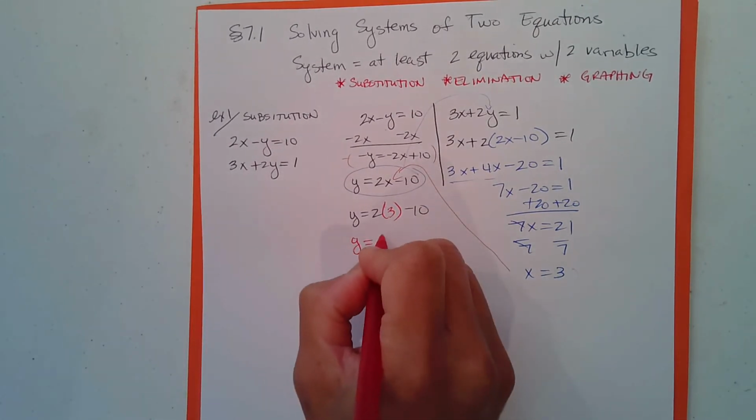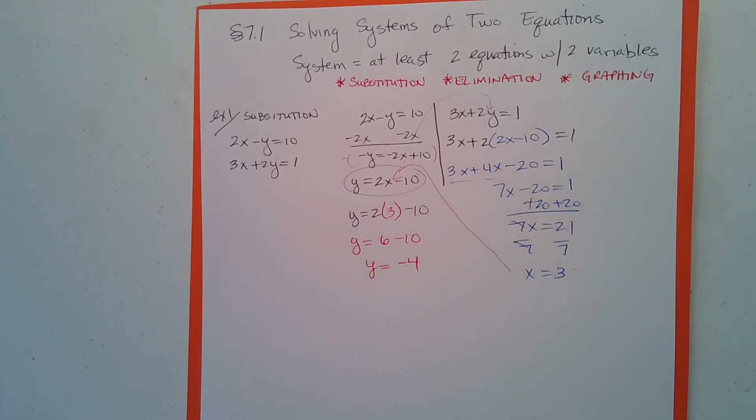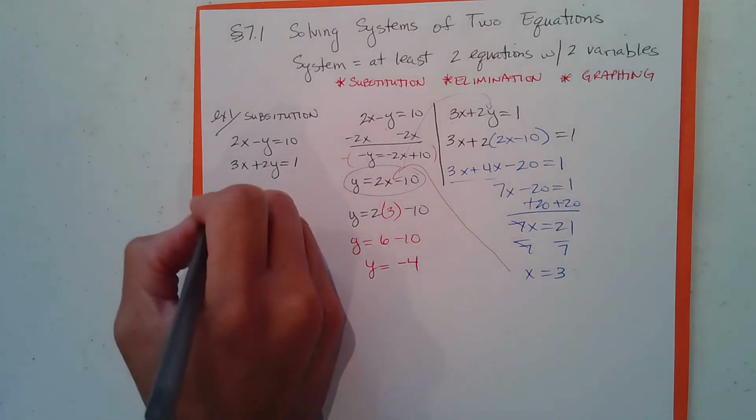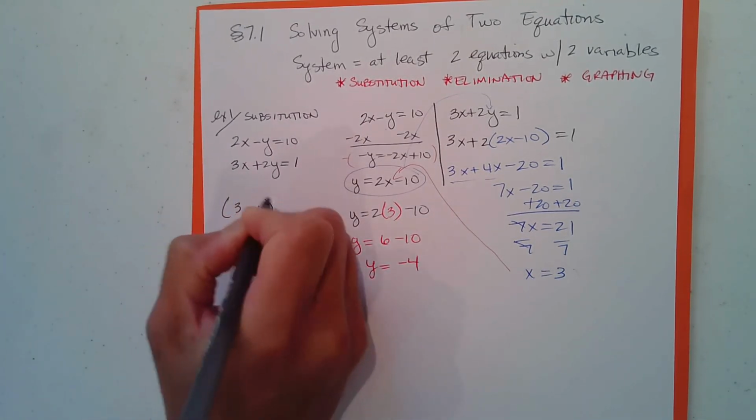So y will equal 6 minus 10, y will equal -4. So that means our solution for this system is a coordinate point. So our solution will be 3, -4.